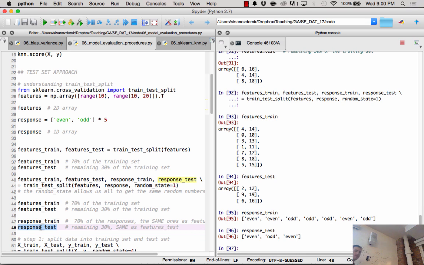So it split it up into a training and a test set. The training was split up into the predictors of the training set and the response of the training set. The test set was split up into the predictors of the test set and the response of the test set.